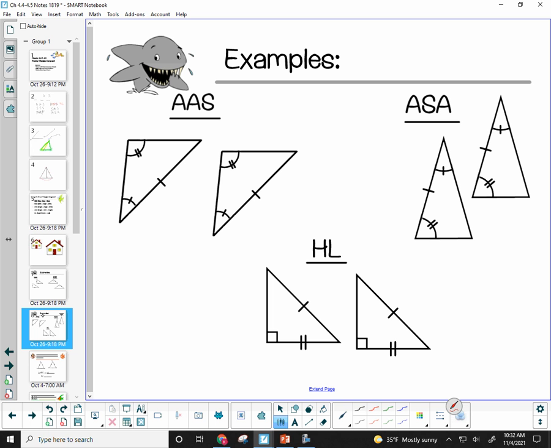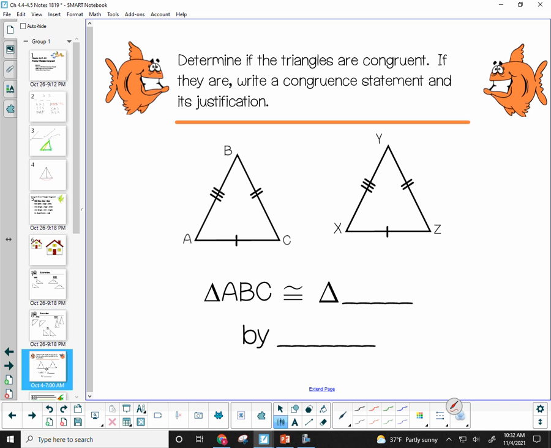All right, then here's another example of hypotenuse leg. So what we're going to do is we're going to look at some triangles, decide if they're congruent, and if they are, we're going to figure out why. Okay, so you have the list and you have some visual examples. So here's our first one.